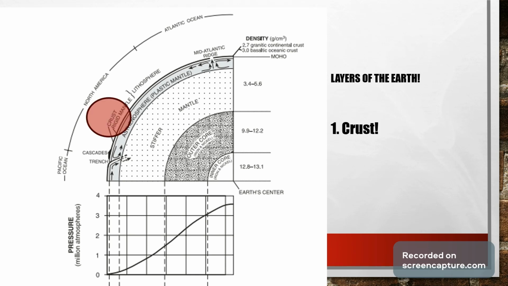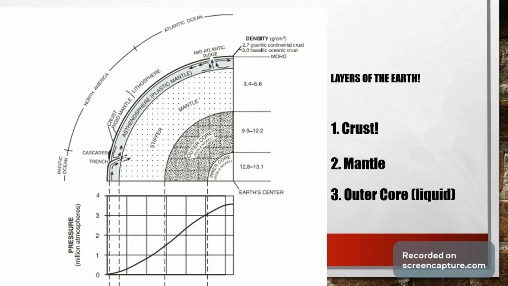So the crust is, I highlighted on the left-hand side here for you where the label is. The crust is the very outside shell of the Earth. It is going to be our thinnest section on this diagram. Our second layer is going to be the mantle. Now, the mantle is going to be comprised in this diagram as two layers: the asthenosphere, otherwise known as the plastic mantle, and then the stiffer mantle, the much thicker layer right beneath the asthenosphere.